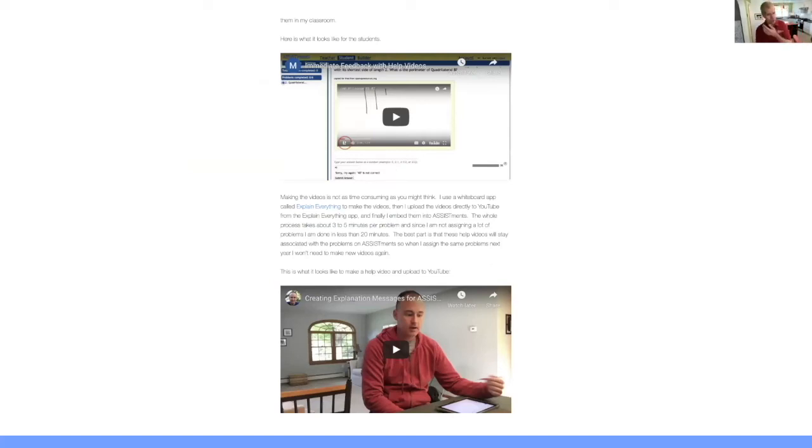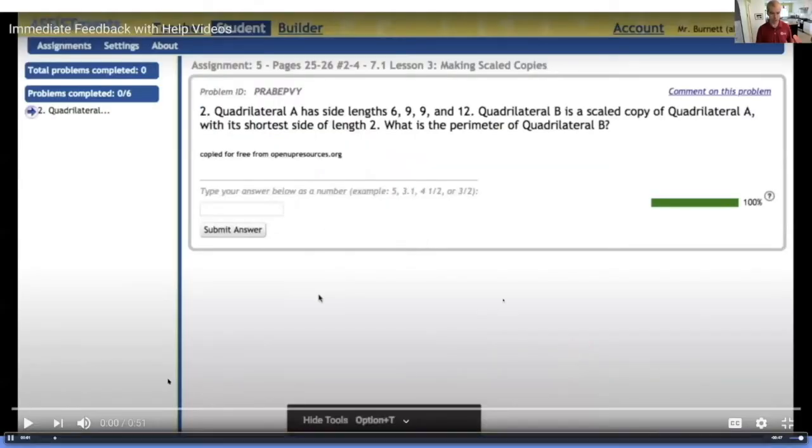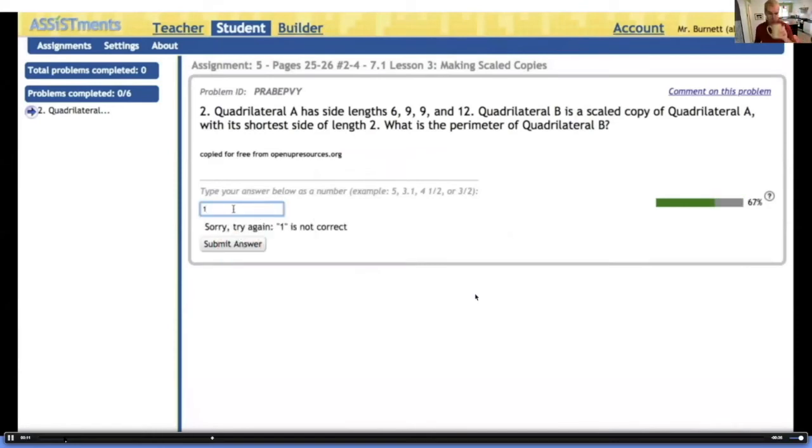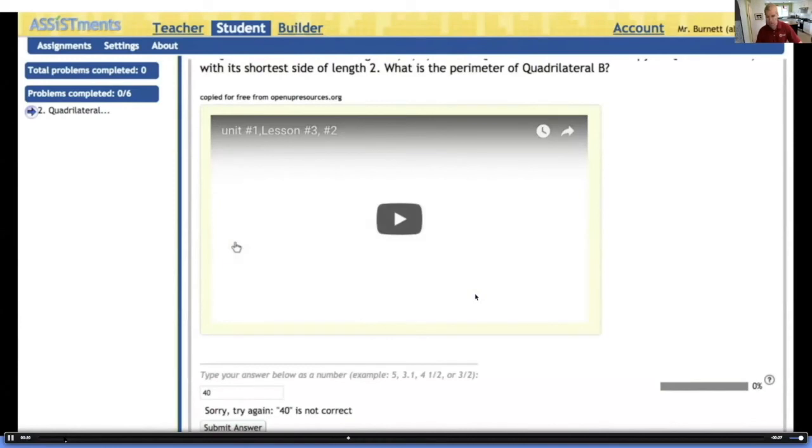He wrote this blog about how he's back in the classroom now and he uses assistants. And I just wanted to share with you the type of thing he does. So this is exactly what it looks like for the student. Let's say the student looks at this problem and they're not really sure how to solve it. So they enter an answer and they answer incorrectly. It tells them that they're wrong. So they've tried once and they're going to try again and they get it wrong. And then they try it a third time and they answer incorrectly. Take a look at what pops up.